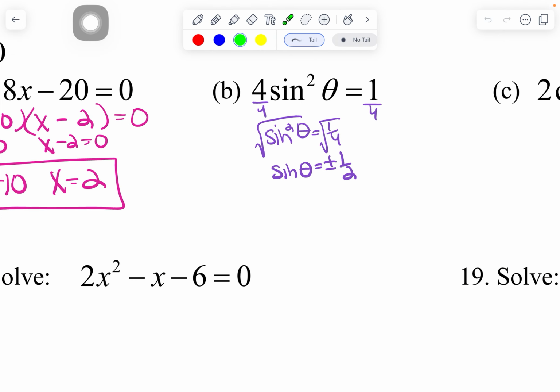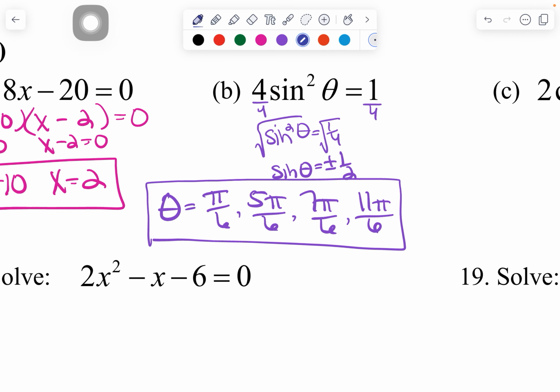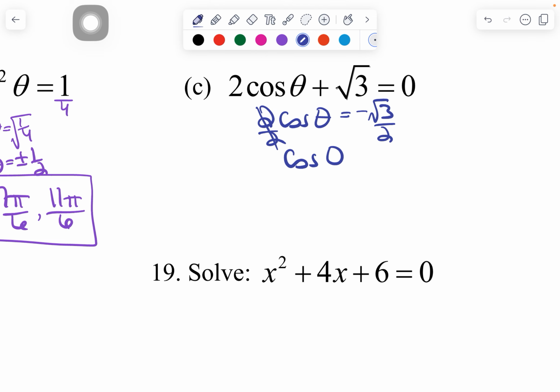All right, back to our review. There we go. So back to our regular program here. Theta is equal to pi over 6, 5 pi over 6, 7 pi over 6, and 11 pi over 6. All the over 6's. All right. Part C here is another trigonometric equation. So we're going to do 2 cosine theta is equal to negative root 3. Divide both sides by 2. So I want cosine theta to be negative. Let's try and actually write a root. All right, there we go.